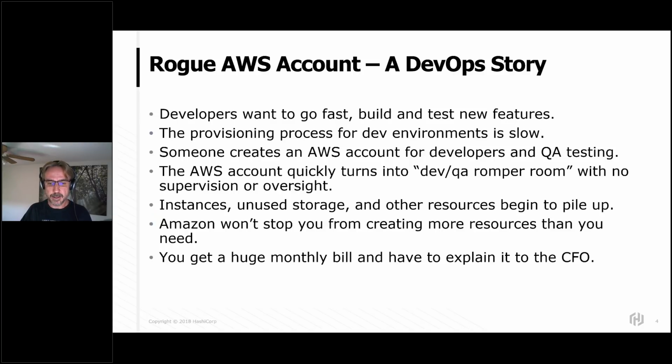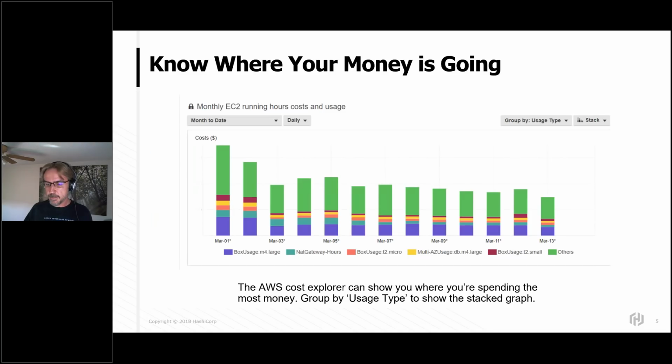Let's see how we can get a handle on our AWS spending and reduce waste. The first step is to know where your money's going. This is a graph from the AWS Cost Explorer. So we highly recommend you take some time to get familiar with AWS Cost Explorer and the types of graphs that it can create for you. This is the stacked graph, which breaks down the most expensive resources by type. So the setting that you want to make sure you have turned on here is group by usage type.